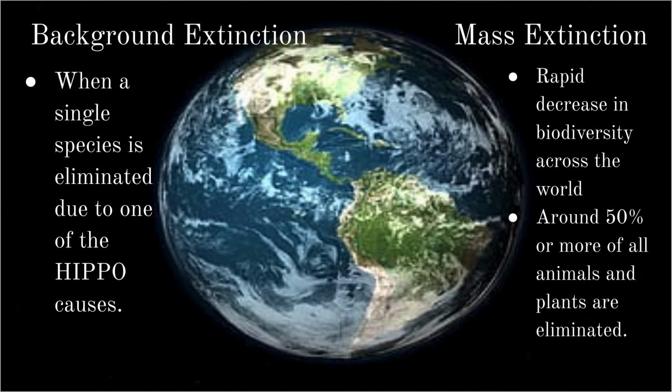And the difference is mass extinction is a rapid decrease in biodiversity across the world. This means that tons of different diverse species have rapidly decreased in population. Generally, some resources say that around 50% or more of animals on the planet are eliminated to be considered a mass extinction. So half of the world's population of any and all living things that have been eliminated or the population has decreased would be considered a mass extinction.